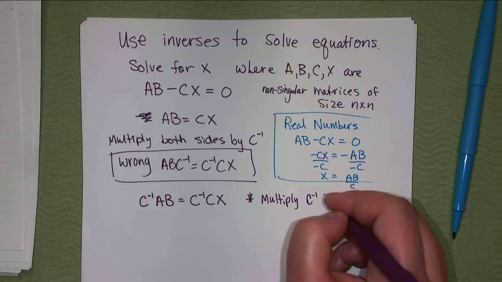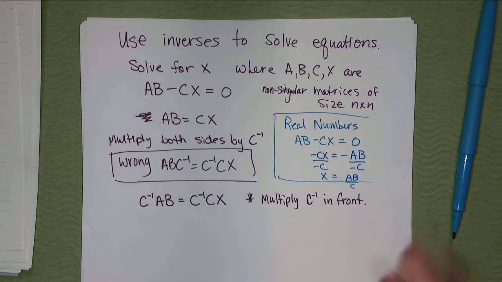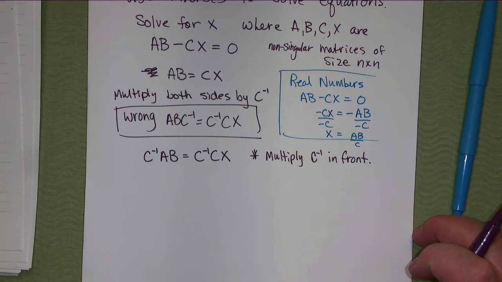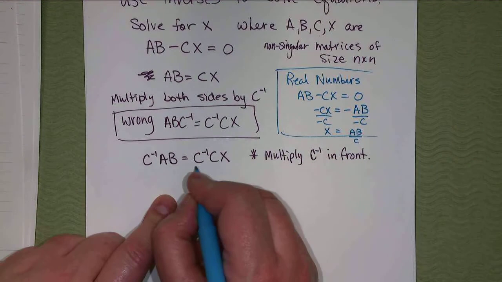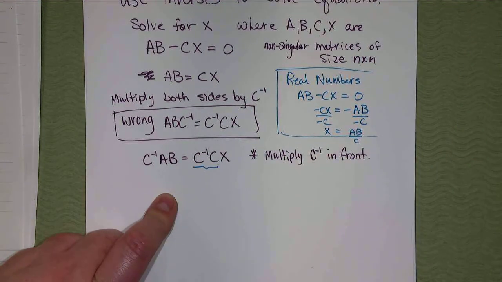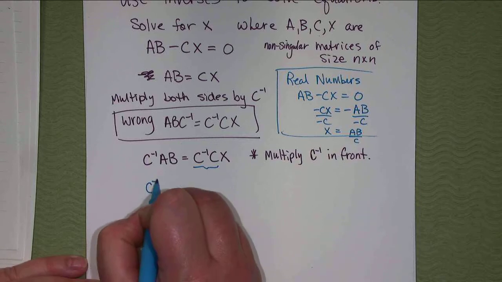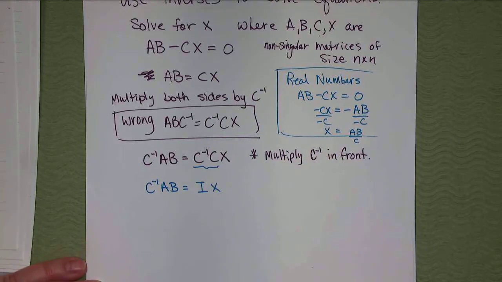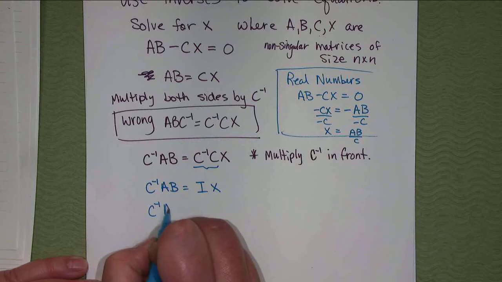Would it still be correct to put them at the end as well? No, not at all. You need it to be touching the C so that the C will cancel. If you put it at the end, it wouldn't be touching the C and you wouldn't get it to cancel. So we want it touching the C, because what's C times its inverse? I. So now we have C inverse AB is equal to I times X. And what's I times anything? Itself, right? So this is C inverse AB equals X.